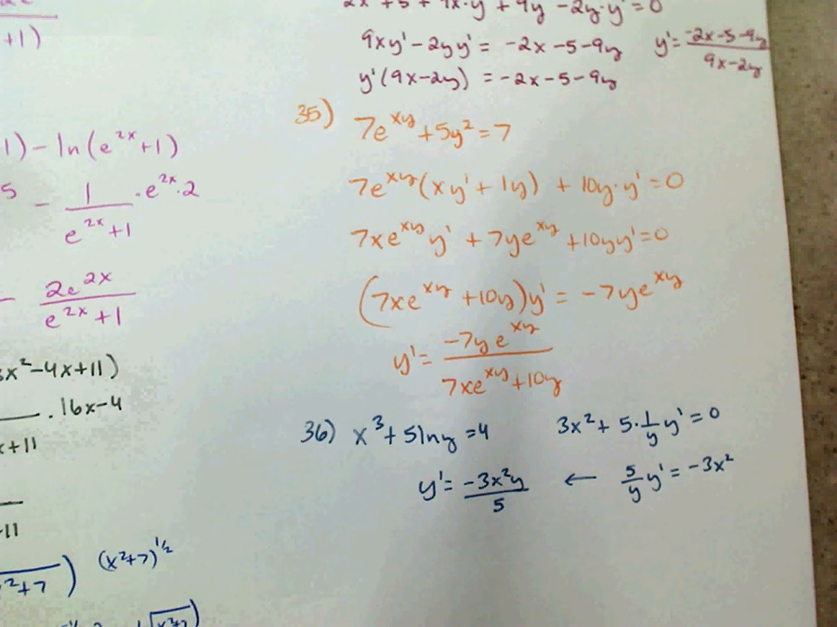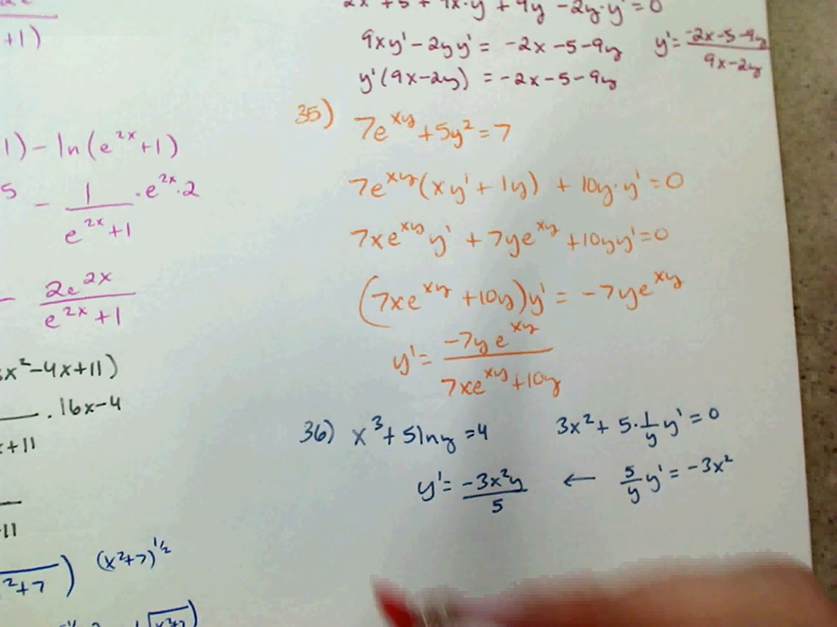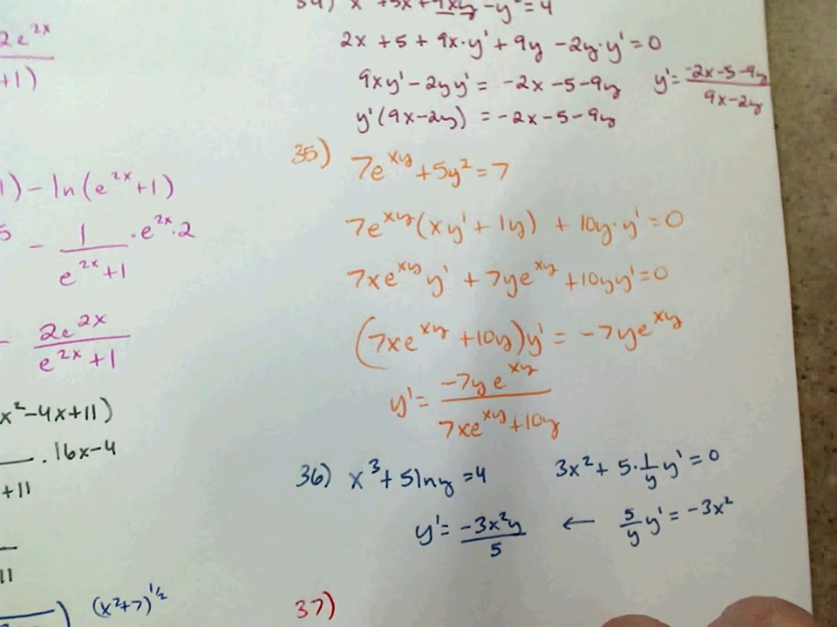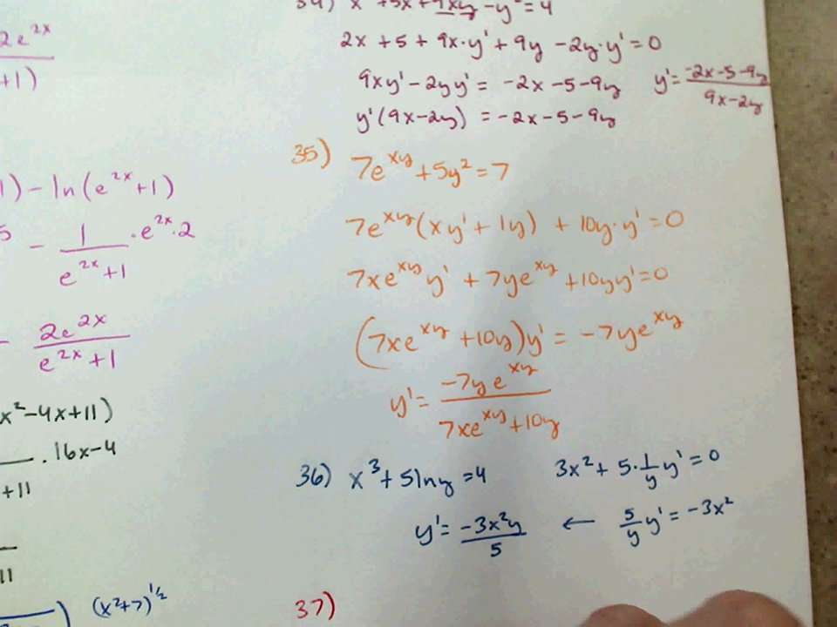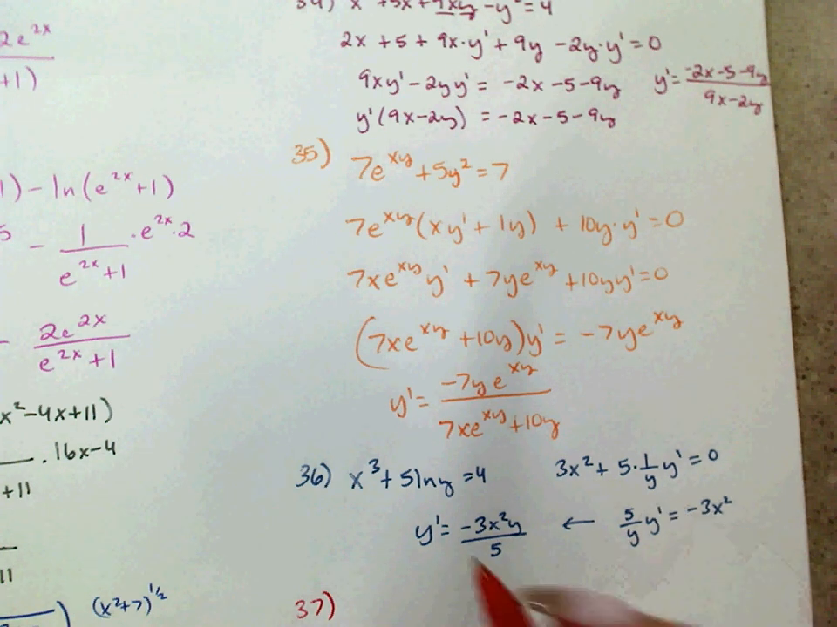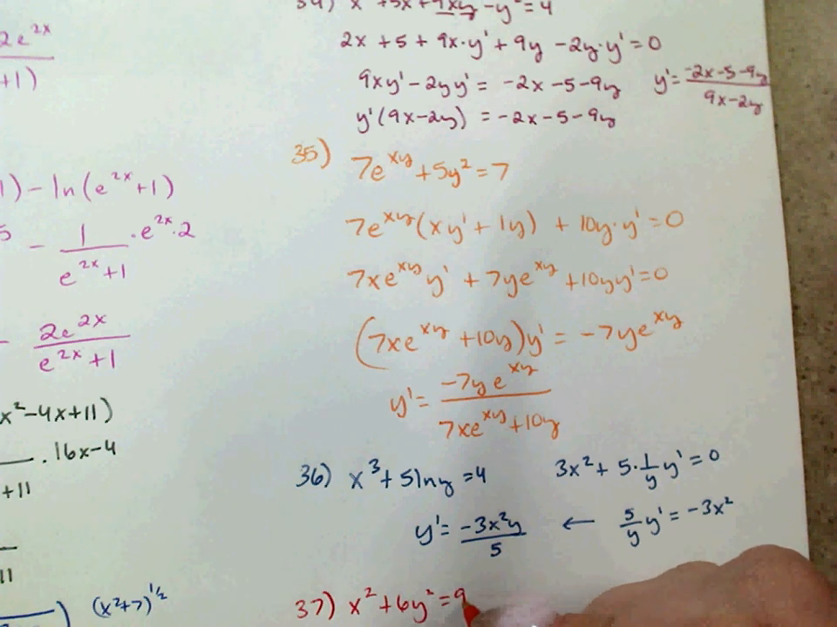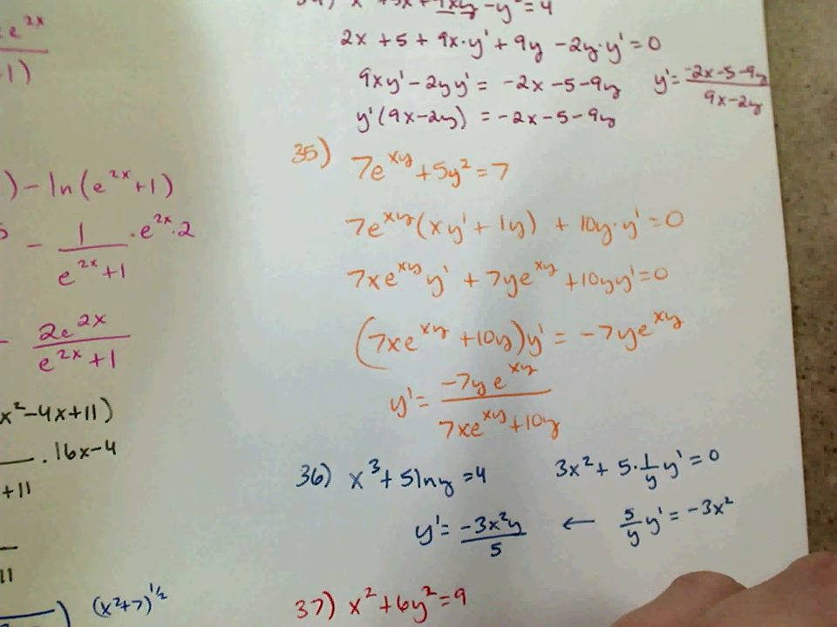Number 37. Number 37 says find the second derivative in terms of just x and y, given x squared plus 6y squared equals 9. Oh, here we go.